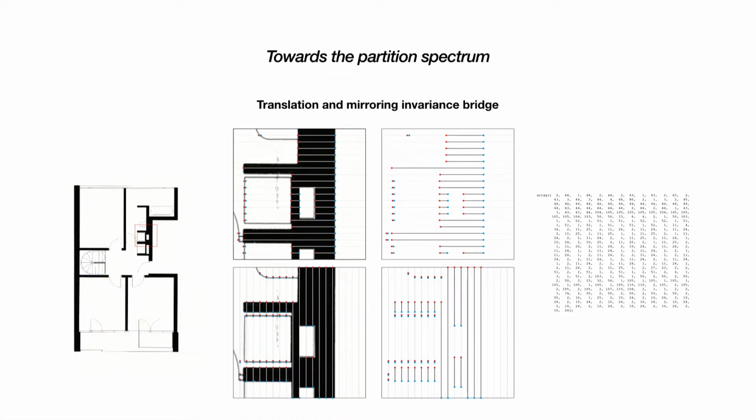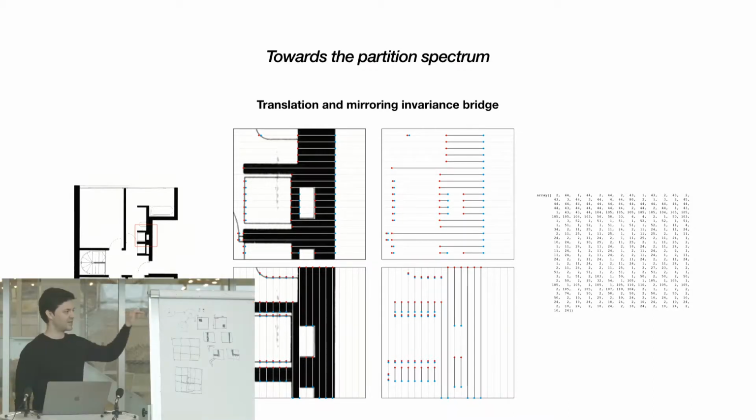What we can do as a solution is to transfer the geometrical domain into the harmonic domain. What does this mean? It means from geometry, from coordinates, into frequencies. Yeah? So I created something called the translation and mirroring invariance bridge, which is a very complicated name for a very simple algorithm, which converts parts into frequencies. So what you do is you scan each floor plan part, as you can see in the image in the center. First, scan it in the horizontal dimension. So you scan it line by line, from top to bottom, from left to right.